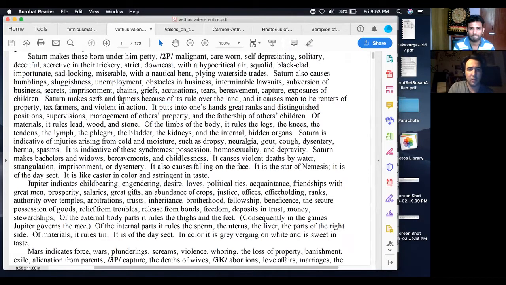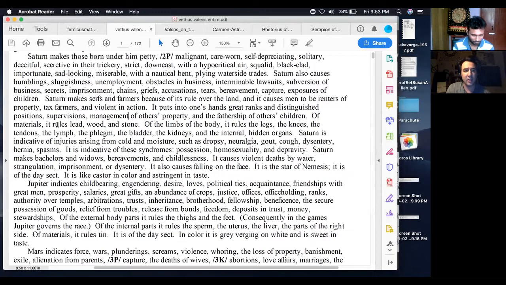There's this theme of submission, right? Serfs and farmers were mostly submissive in the past, and we don't really have serfs anymore. And then it causes men to be renters of property, kind of sixth house stuff. Yeah, submissive.